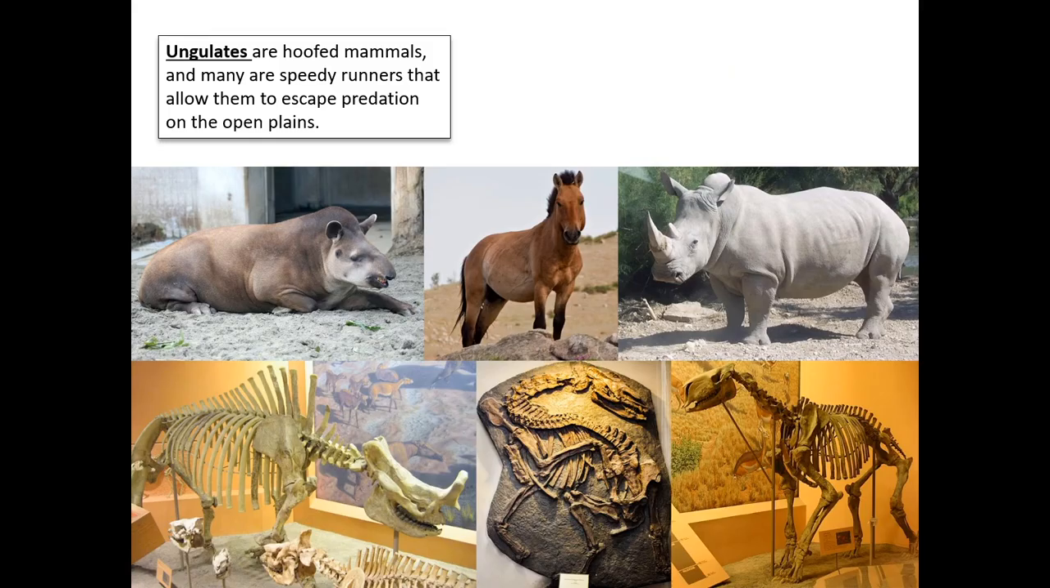So ungulates. Anyway, going back to ungulates, those are early ungulates. But the ungulates are hoofed mammals that are very speedy runners. So that allowed them to escape predation on the open plains. Now, running became a thing. Running became very, very important.